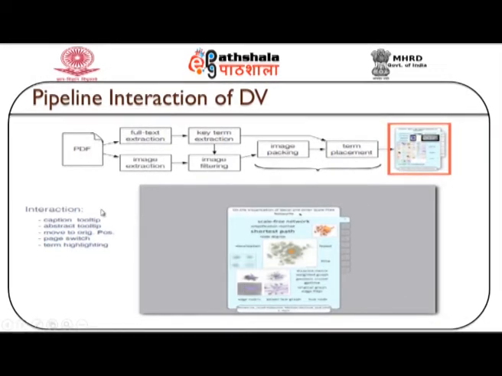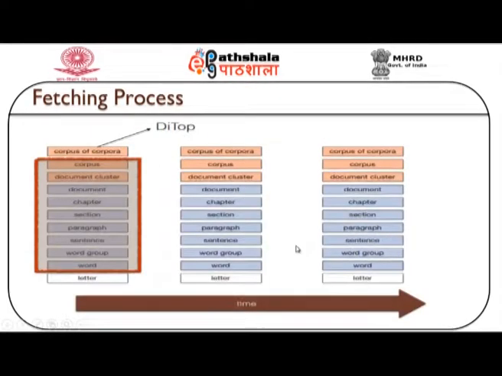The interactions in this case are as follows. You can have a caption tooltip. You can have an abstract tooltip. You can move to the original position. There are page switches and you can also use term highlighting. So these are various interactions that can be carried out over the display that is being shown here.